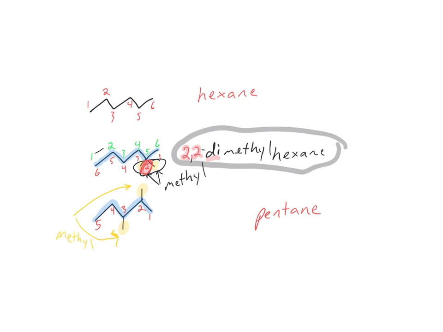And so we're going to put that in the front. There's 2 of them, right? 1 here, 1 here. And so we're going to make that dimethyl. And we still have to number them. So one of them is on the 2 position, and one of them is on the 3 position. So it's going to be 2,3-dimethylpentane. And we just put it together.